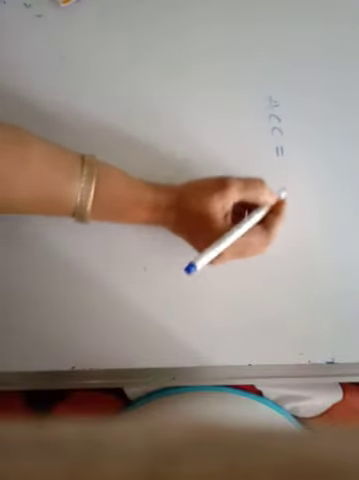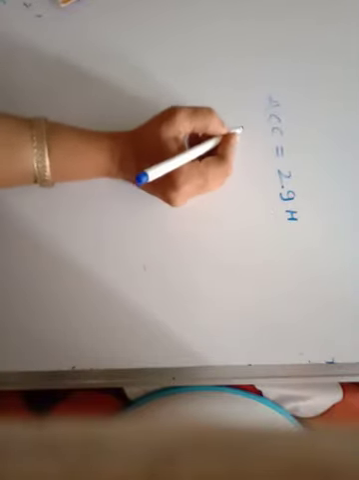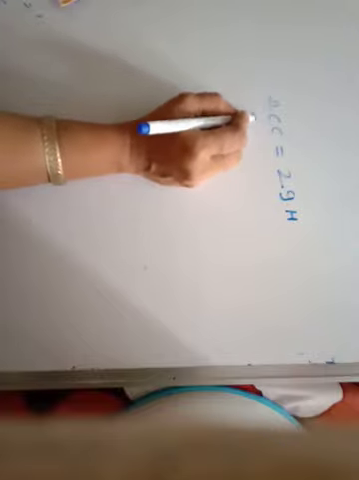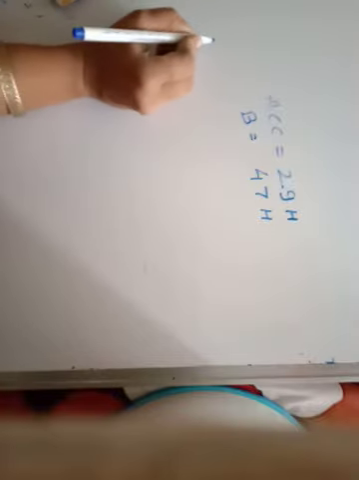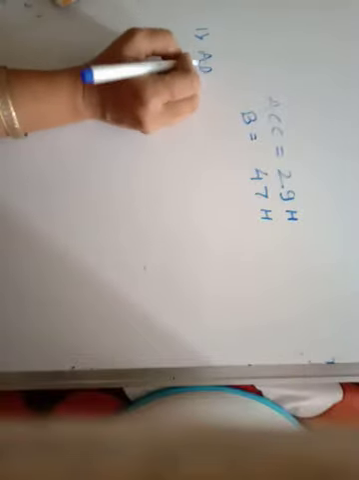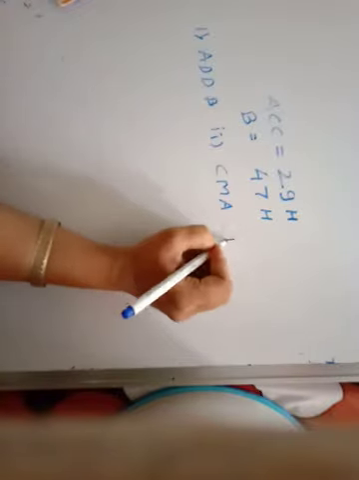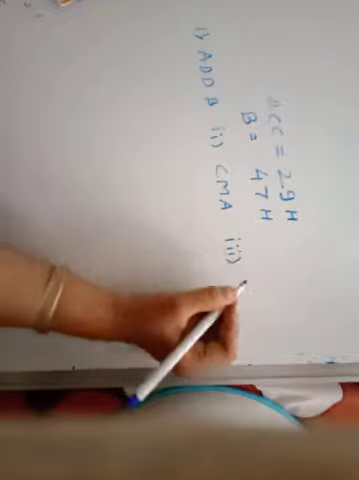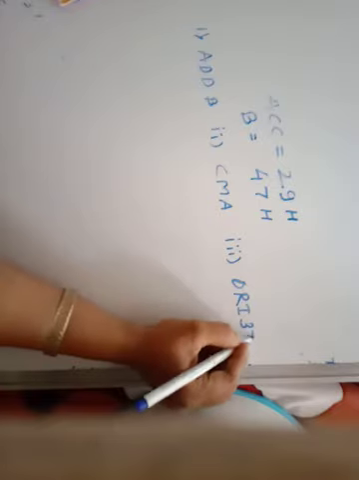So the accumulator content is equal to 29H, and you have been given the content of register B, it is 47H, and you have to perform the instructions. First instruction is ADD B, second instruction is CMA, and third instruction is ORI 37H. Okay, so we'll see the first instruction.